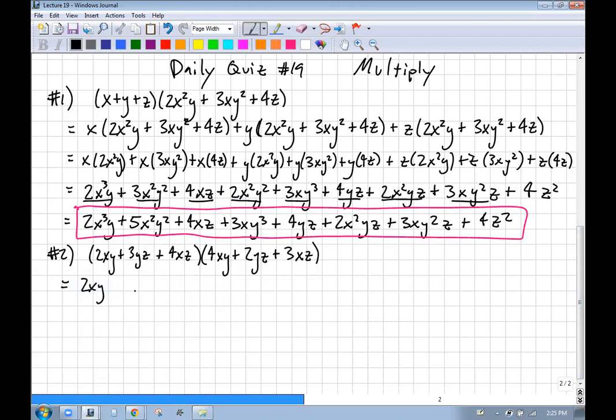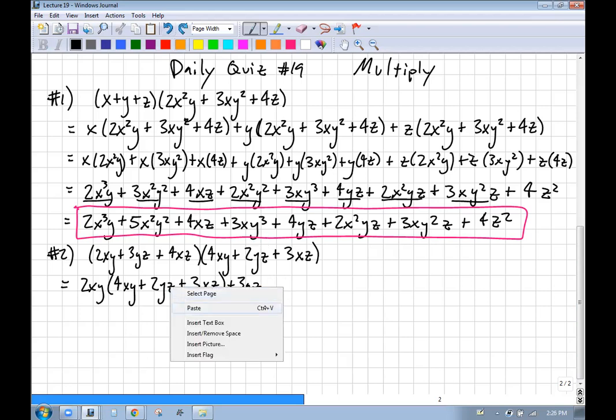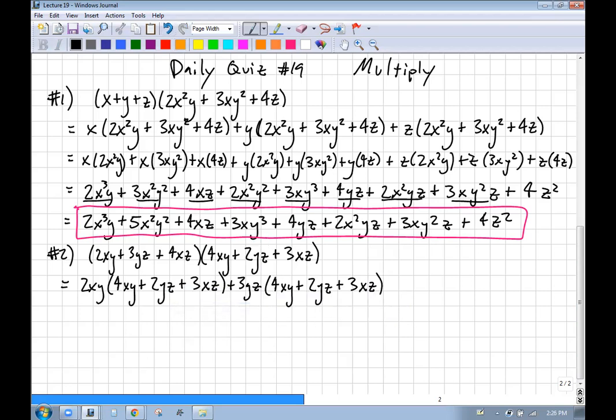We have the first thing times the pile of stuff. Then we have the second thing times the pile of stuff. And then we have the last thing times the pile of stuff.